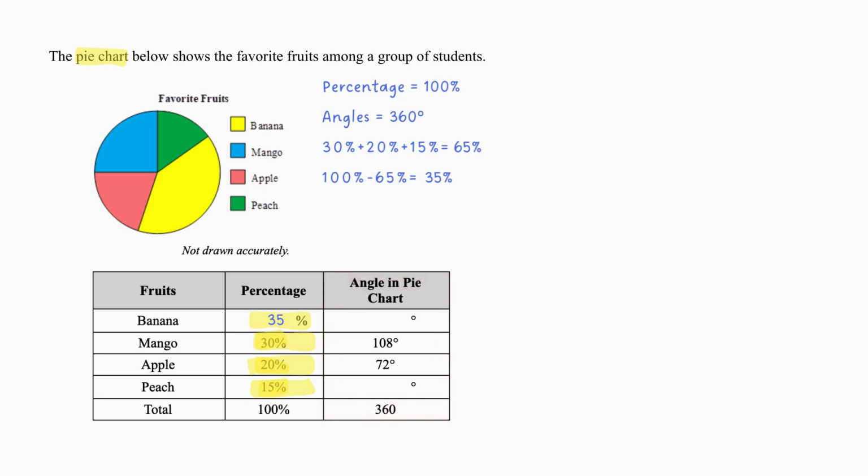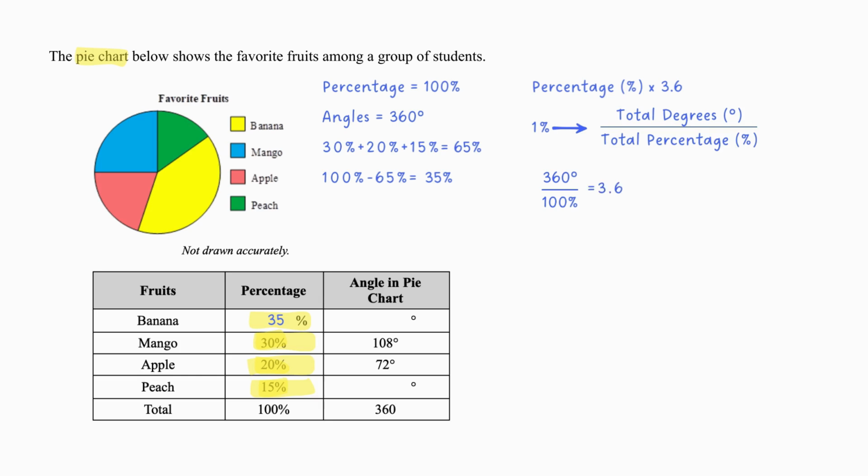The fastest way to turn a percentage into an angle in a pie chart is to multiply the percentage by 3.6. Since the whole pie chart equals 100%, and we know that a pie chart is a full circle equals 360 degrees, therefore, to know what just 1% looks like in degrees, we divide the total degrees by the total percentage. 360 divided by 100 is equal to 3.6. So 1% equals 3.6 degrees. Having this conversion rate, we can easily convert any part of the pie chart.